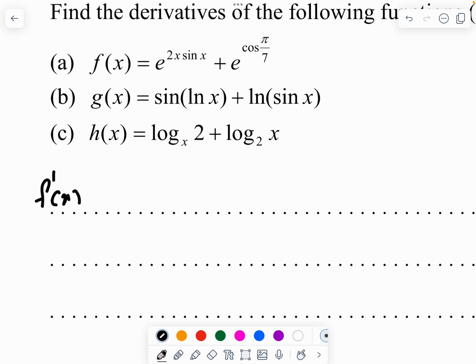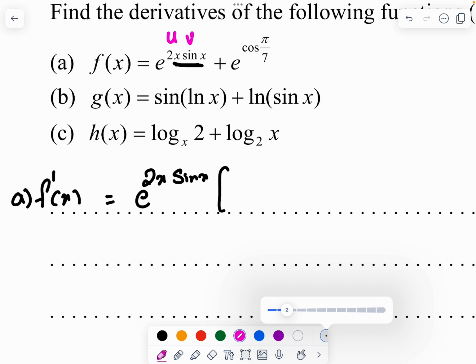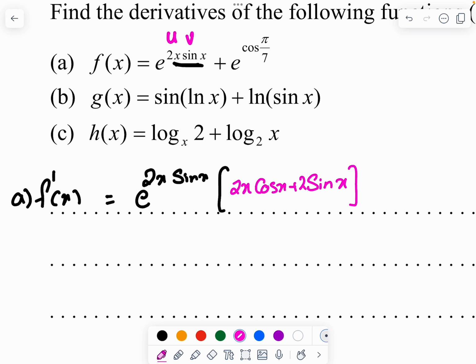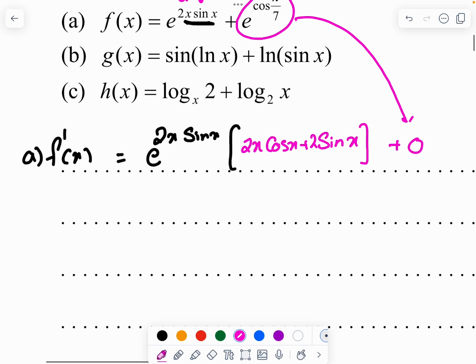f prime x. First part, e power anything will be the same thing, e power 2x sin x times derivative of the power. The power is again a product rule. So product rule, what is that? This is u and this is v. So u v prime plus v u prime. u is 2x as it is, sin x derivative is cosine x. Next, sin x as it is, 2x derivative is 2. This is going to be the value. Now e power cos pi by 7, its derivative is going to be 0 because it is a constant. Constant derivative is 0. That's going to be the answer for part A.